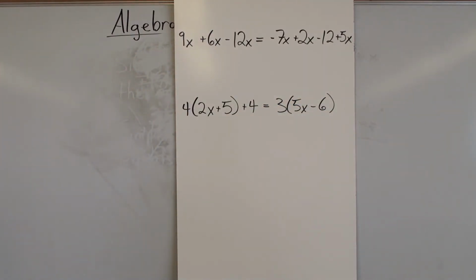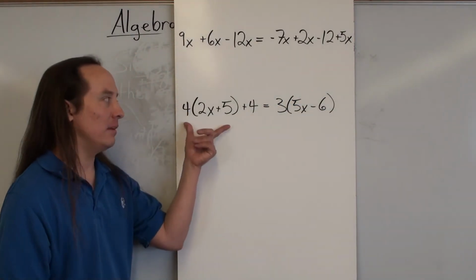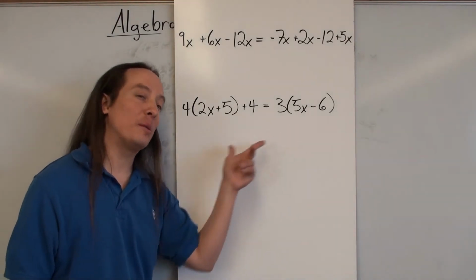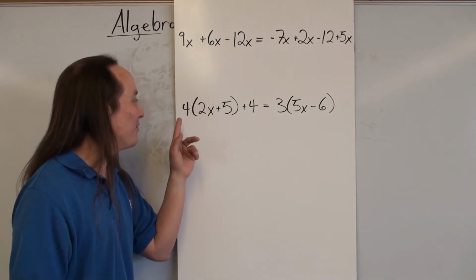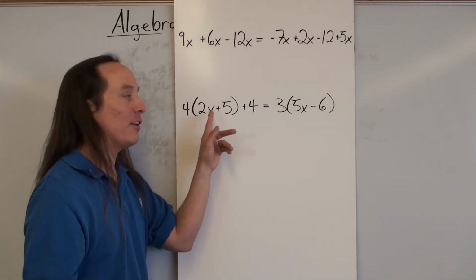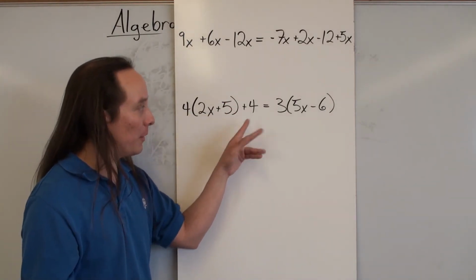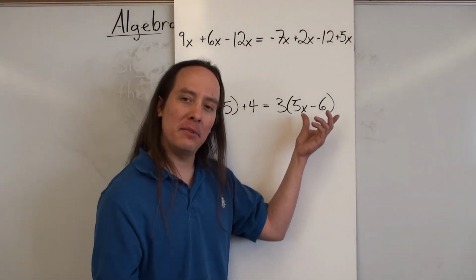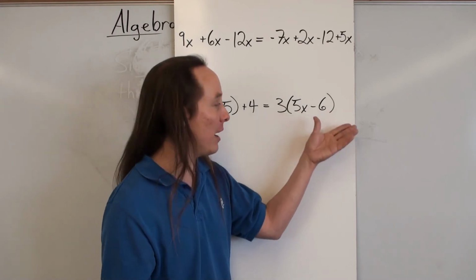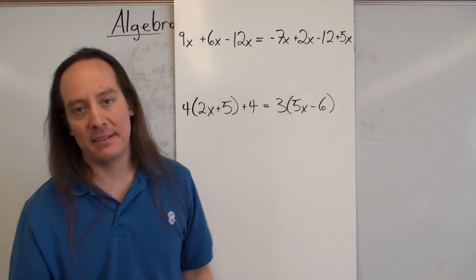All right, and then the second one I want you all to try is this one that has 2 distributive properties, 1 on each side, but 2 in total. 4 times the addition of 2x plus 5, plus 4, is equal to 3 times the subtraction of 5x minus 6.